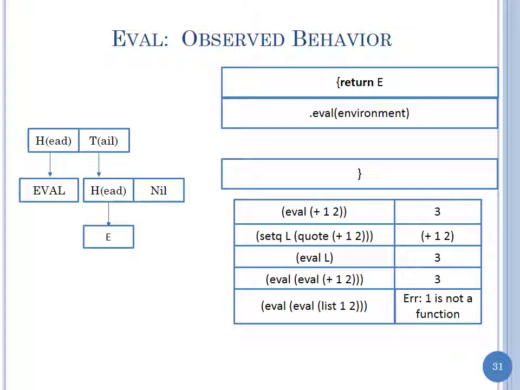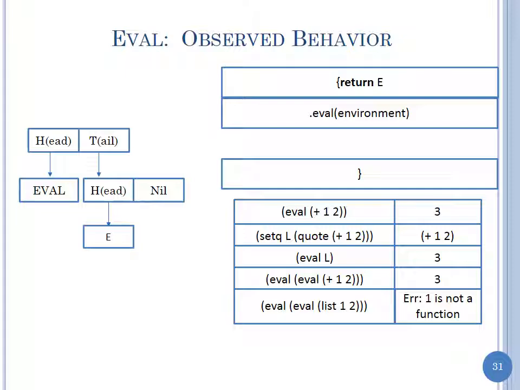No dispute. Forget the setQ here. Eval plus 1, 2 will return 3 according to me, and then evaling it again will return 3, so that's also consistent. Then I also showed you eval list 1, 2, and I get the message 1 is not a function.